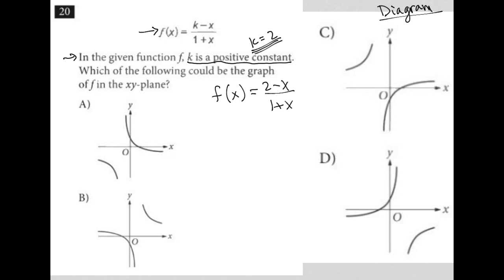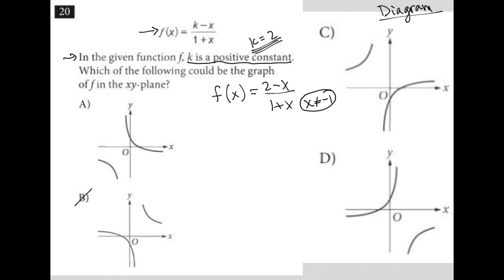So if I were to graph this, what are some features that would stand out to me? A feature that would stand out to me, because this is a rational function, is that x cannot equal -1. We should be familiar with this. -1 would cause the denominator to be 0, which is a problem. So our graph can't exist at x equals -1.